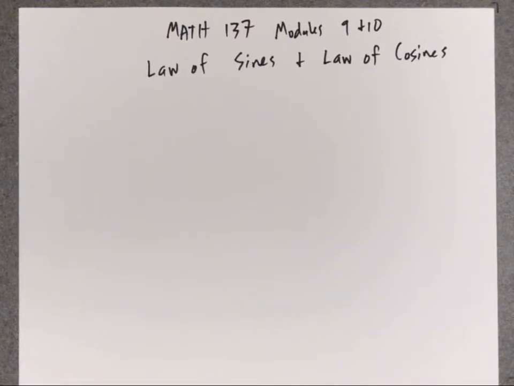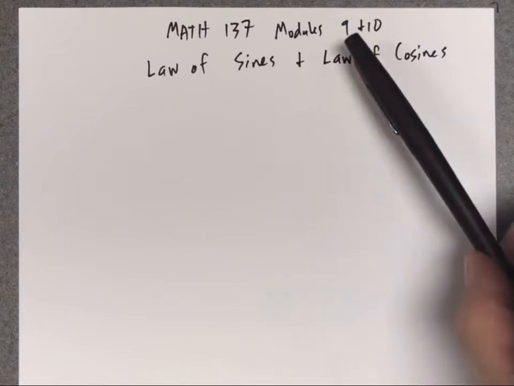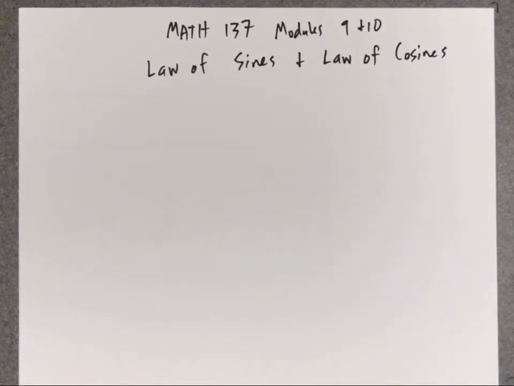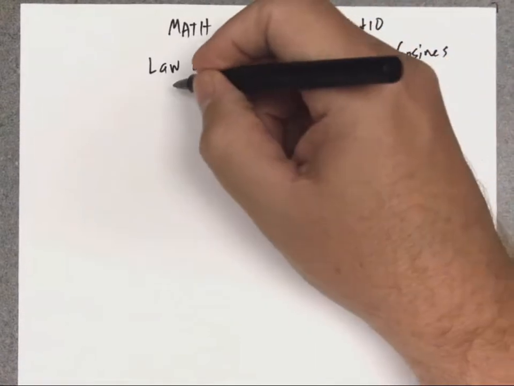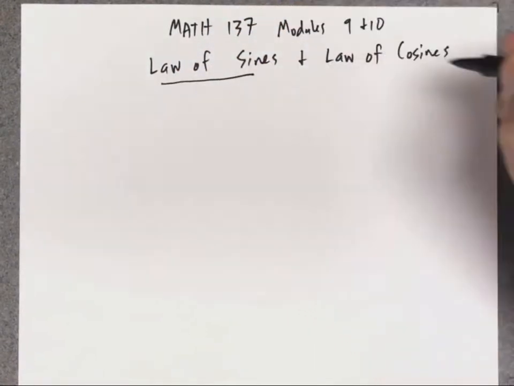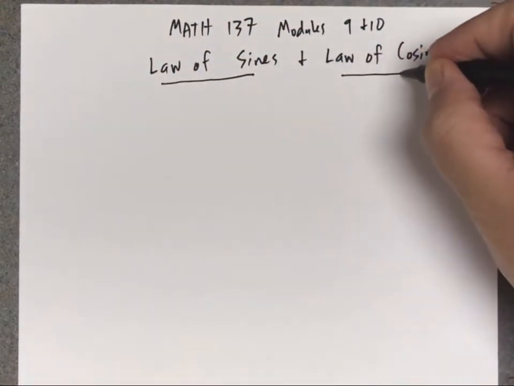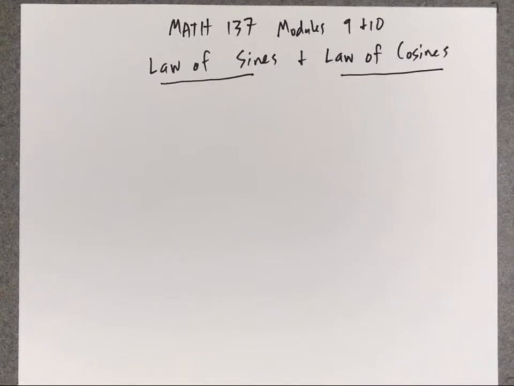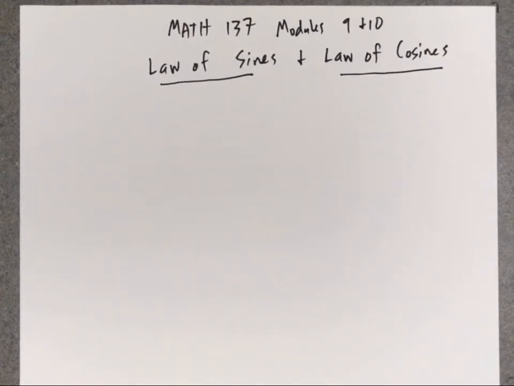We are now going to look at modules 9 and 10 of the Math 137 online class. I'm going to look at these two modules together. Module 9, I believe, is actually law of sines, and module 10 is law of cosines, but I like to teach it all together.